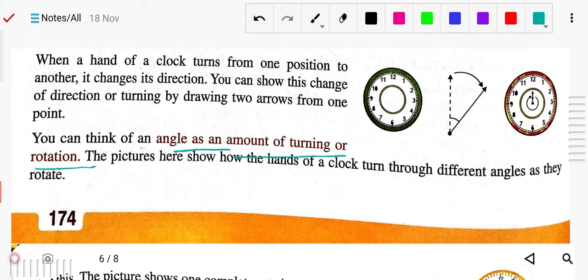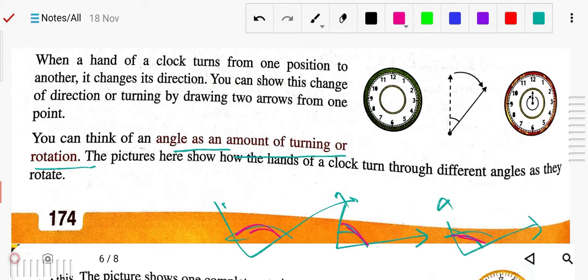Suppose in the clock you can see there is the hour hand and the minute hand. Every time they are turning, they are changing, sometimes like this, sometimes like this. So the angle between the minute hand and the hour hand is always changing. By how much it is turning at different times, there will be different angles. So we will measure those angles.